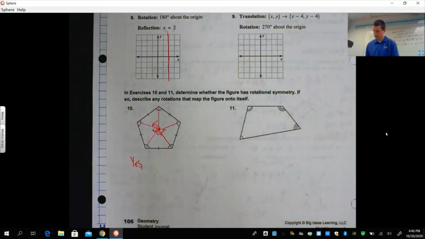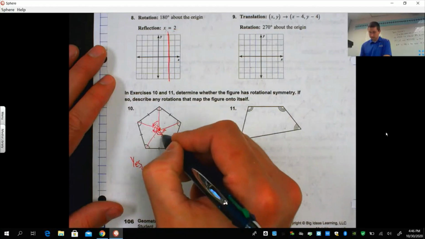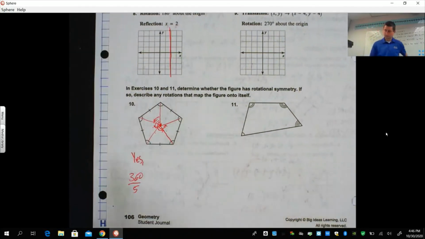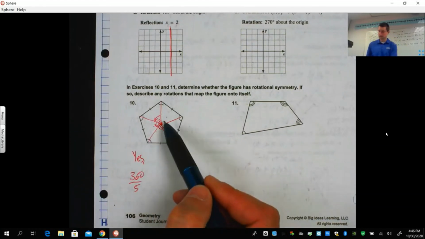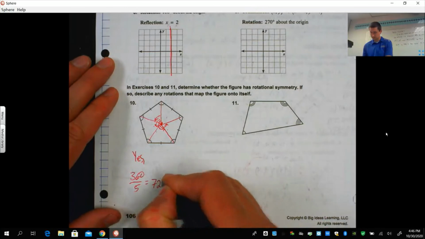Notice there's 5 different ways, 5 different segments here. If I take 360 divided by 5, why 360? Okay, because one rotation has 360 degrees. 360 divided by 5 is going to be 72 degrees. So this first one is 72.